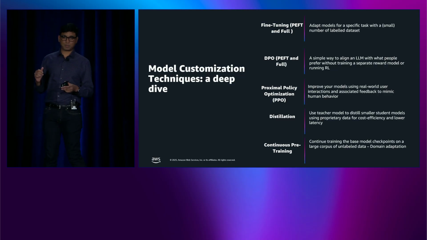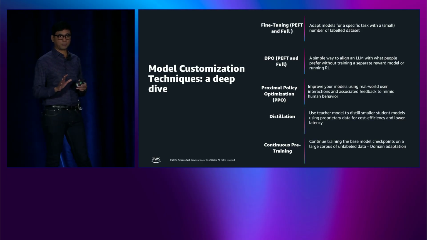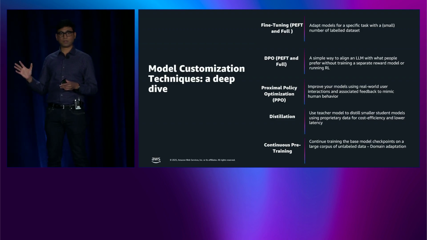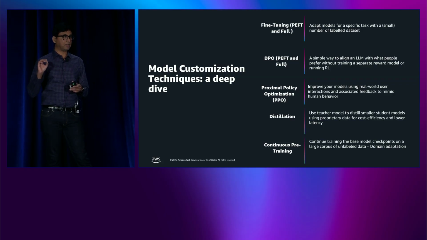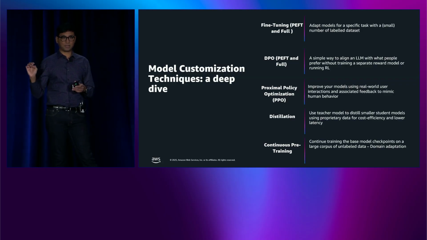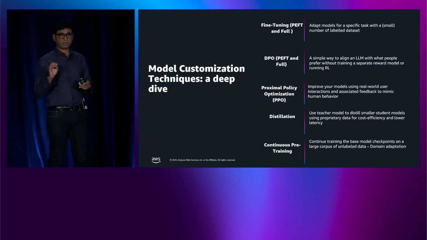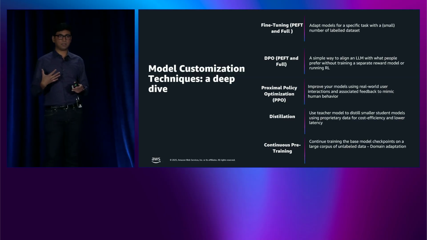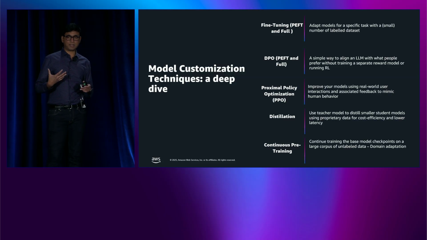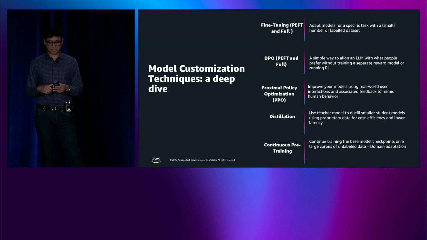Continued pre-training, as the name implies, is a pre-training technique where you continue to train on the pre-training checkpoints of the base model using a large corpus of unlabeled data. Now, again, an important point here is that you will need a large corpus of unlabeled domain-specific data. You should also watch out for risks such as overfitting and catastrophic forgetting. There are additional techniques that you can use, such as early stopping or implementing intelligent data mixing to mitigate some of these risks. And Davide will cover a lot about this as he goes into the SageMaker customization.